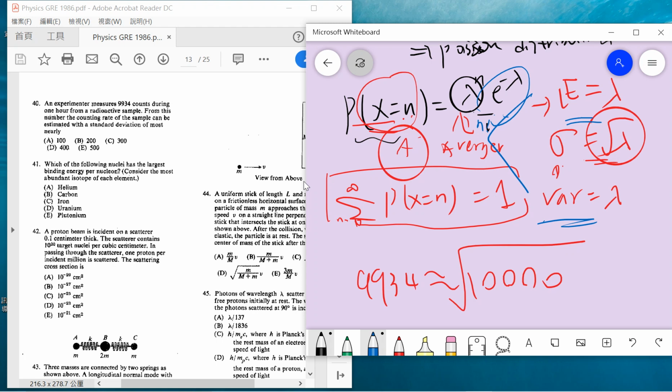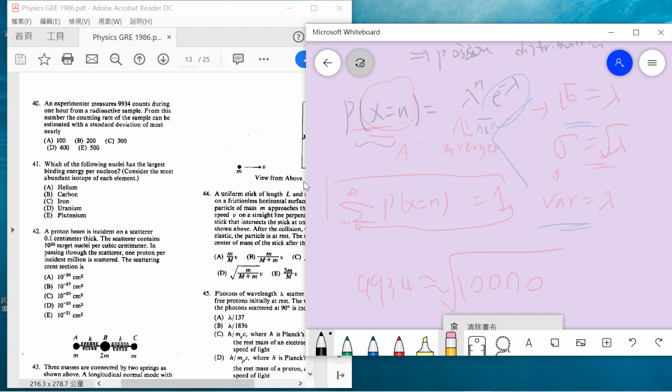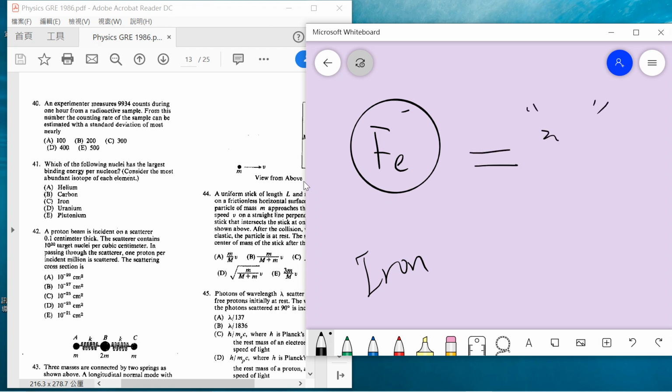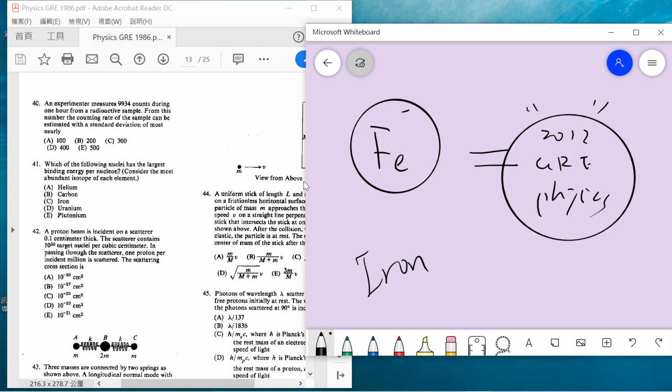Okay, and 41 also asks which one has the largest binding energy. The answer is Fe, the answer is iron. This question is exactly the same as a question in the 2012 physics GRE, so you need to remember the answer. The famous result is that the largest binding energy per nucleon is for iron. So 41 is asking about somewhat common sense.